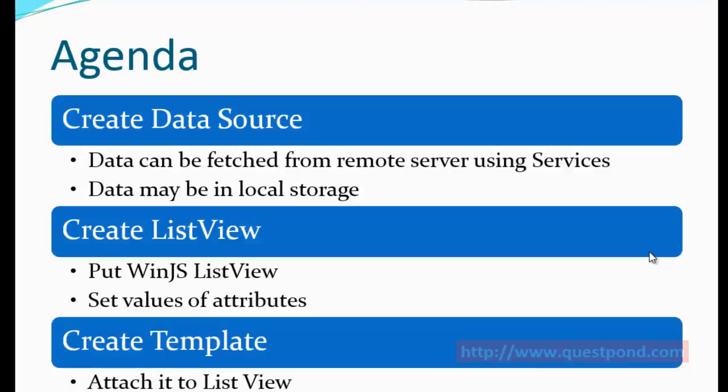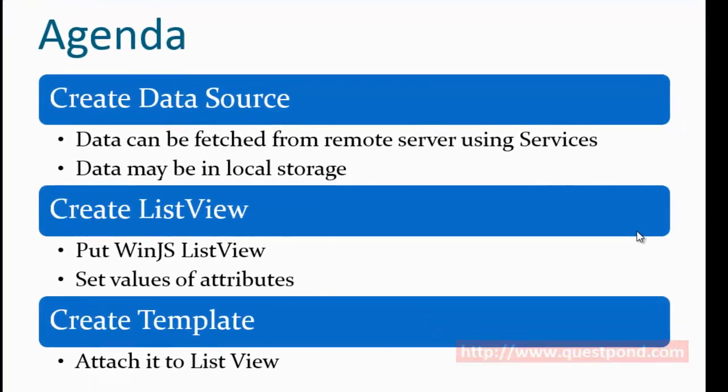While working with list view, there are three steps I would say we need to follow. The first step is the data source. You need to create a data source. Before displaying data, you need to know where your data is residing, whether you are fetching data from a remote server by consuming some services, or you have your data in local storage. If your data is in local storage, then you will be using local storage APIs to read the data and then later bind it to the list view.